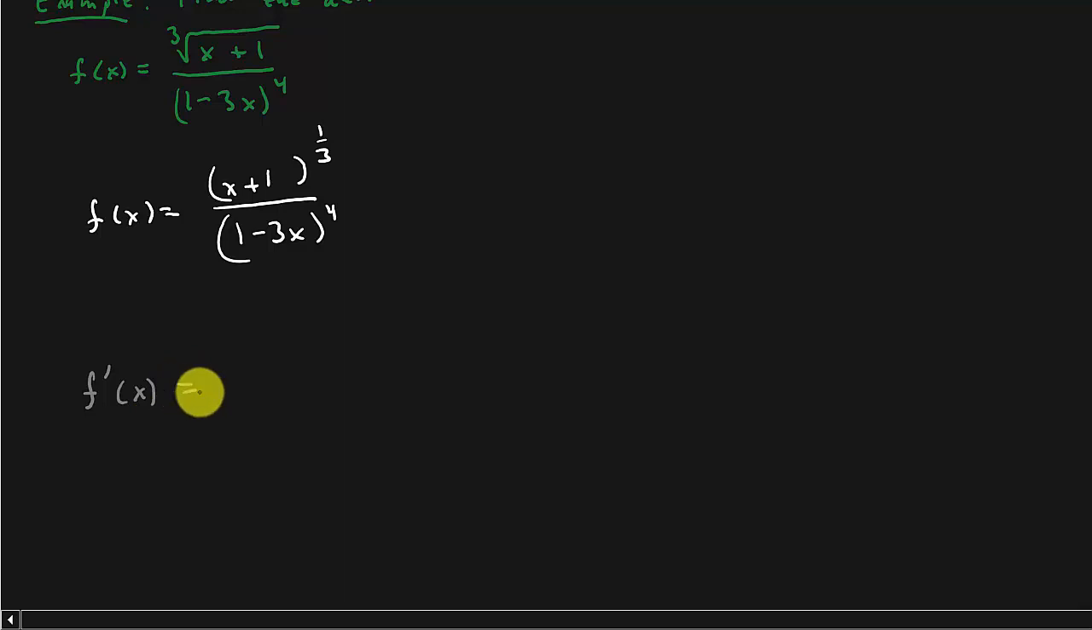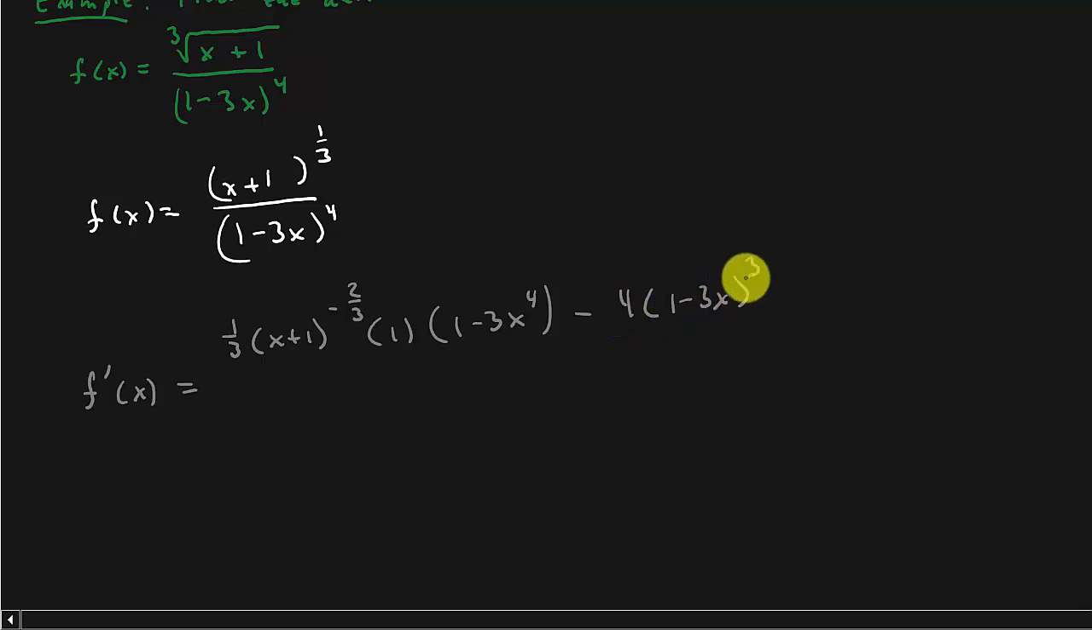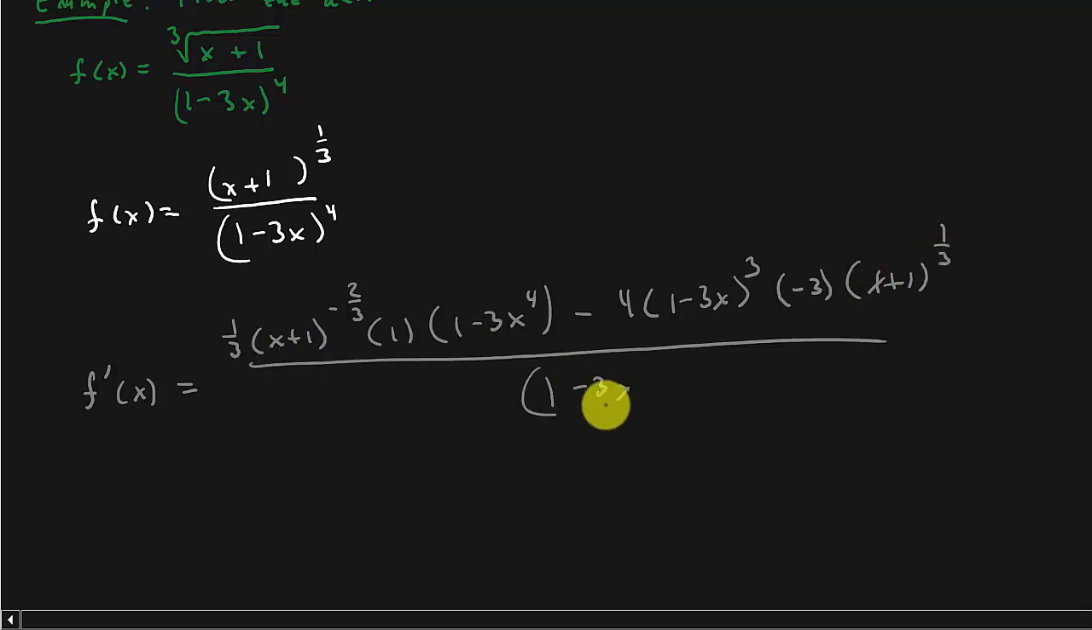All right, so this is quotient rule. So this is 1/3 times x plus 1 to the negative 2/3 times 1 times 1 minus 3x to the 4th minus 4 times 1 minus 3x cubed times negative 3 times 1 times x plus 1 to the 1/3 over 1 minus 3x to the 4th. I don't think I messed up anywhere, but anyway, that's not the point. We're not going to work the problem like this. But you see what happens here.